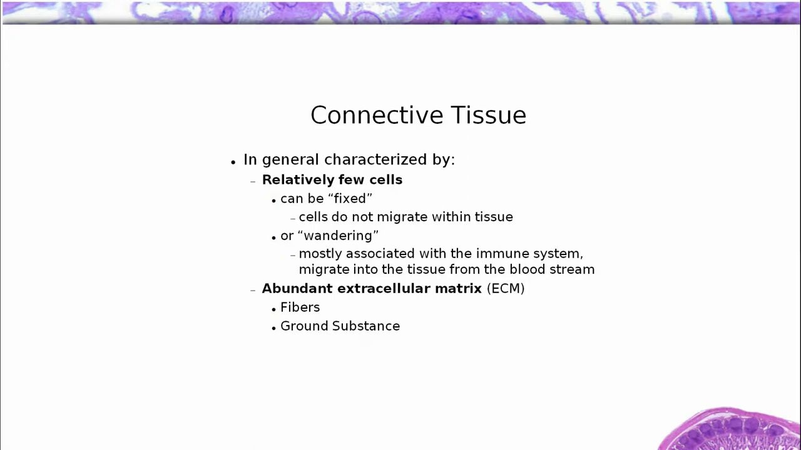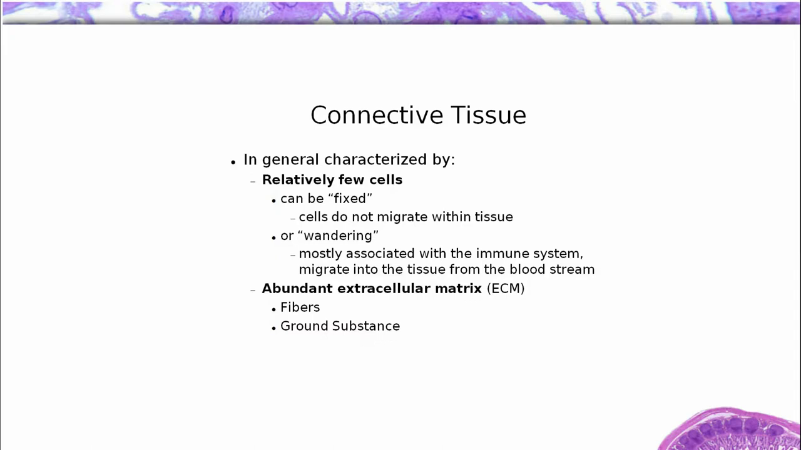And what they have in common is the fact that they are fairly acellular. The major component of connective tissue is the extracellular matrix and not the cells. So this is not a tissue that is composed of lots of cells connected to one another. What we have are individual cells spread throughout, and in between them, lots and lots of actual ECM. So we have abundant extracellular matrix, and we have relatively few cells.